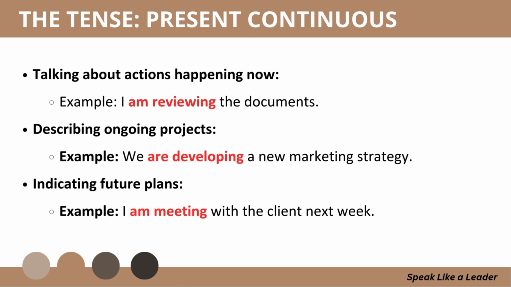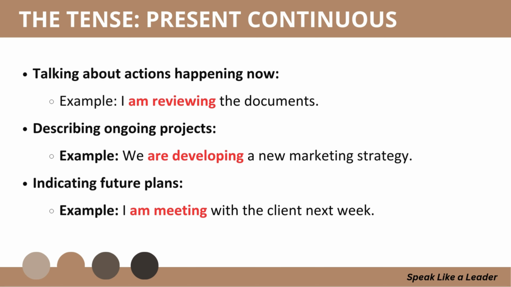Let's move on to the present continuous, where we see the verb with an ing at the end. I am doing something. You use the present continuous when you're talking about actions that are happening now. Keyword now. Anything that's happening now, you need the present continuous. For example, I am reviewing the documents now. When you're describing ongoing projects, we are developing a new marketing strategy. Or when you're indicating future plans, I am meeting with a client next week.